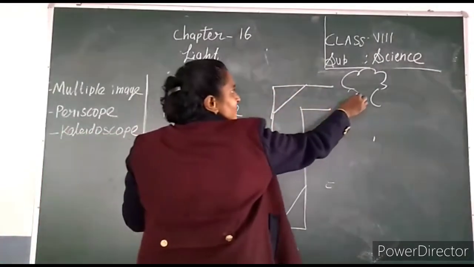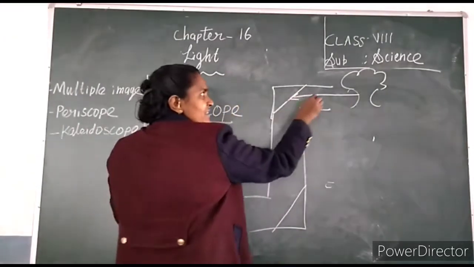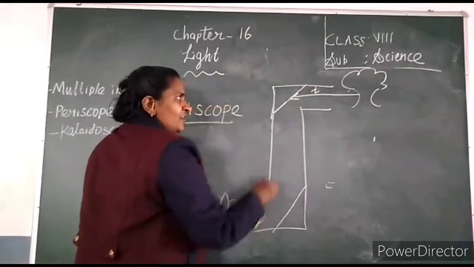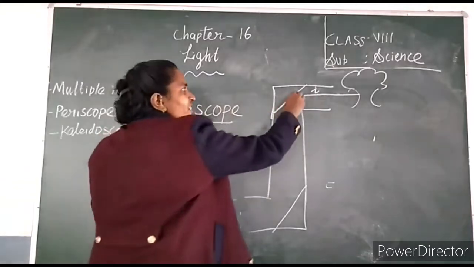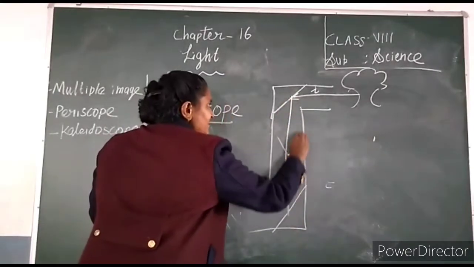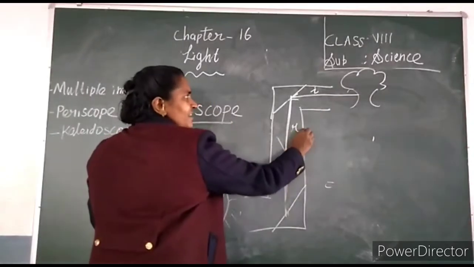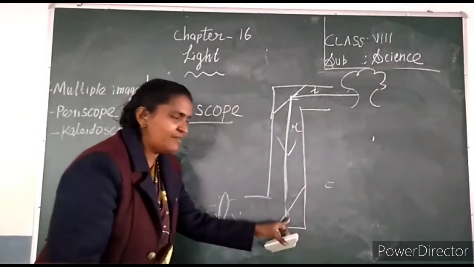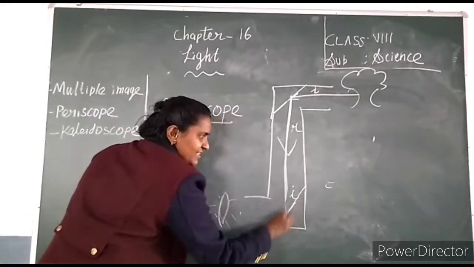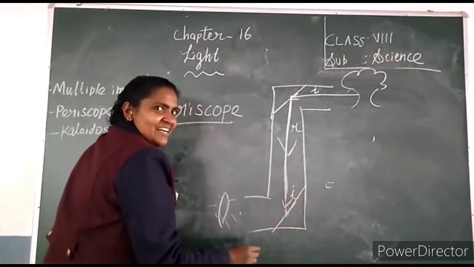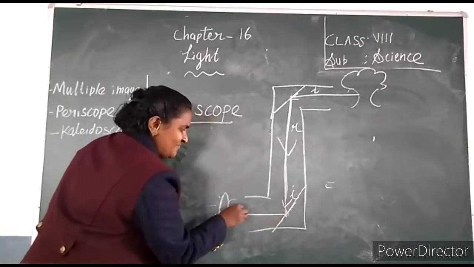What will happen? From this ray, what is the incident ray? For this plane mirror, this is the incident ray. As soon as it falls on the surface, it goes for reflection. This is called the reflected ray for this mirror. And for the second mirror, this reflected ray acts as an incident ray. For this mirror, it is incident. And at the point of incidence, it goes for reflection.